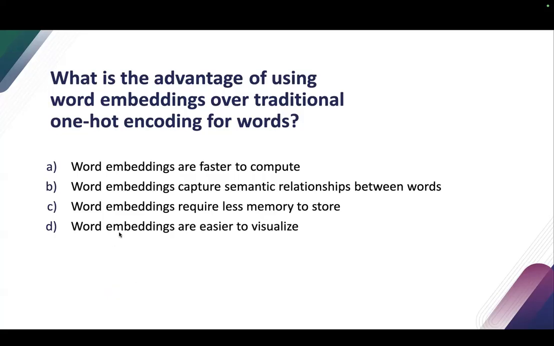Let's go through a round of questions. The goal of these questions is just to recap what we just talked about. You can answer in the chat what you think the answer is. The first question is, what is the advantage of using word embeddings over traditional one-hot encoding for words? You can post your answer in the chat. Lots of B's, all B's. Yes, word embeddings capture semantic relationships between words.